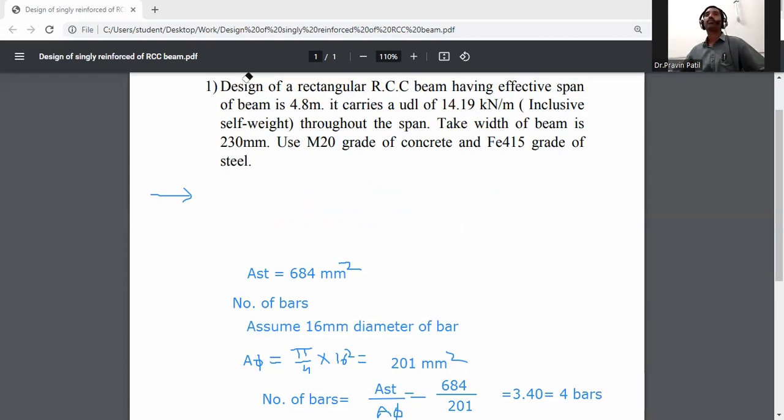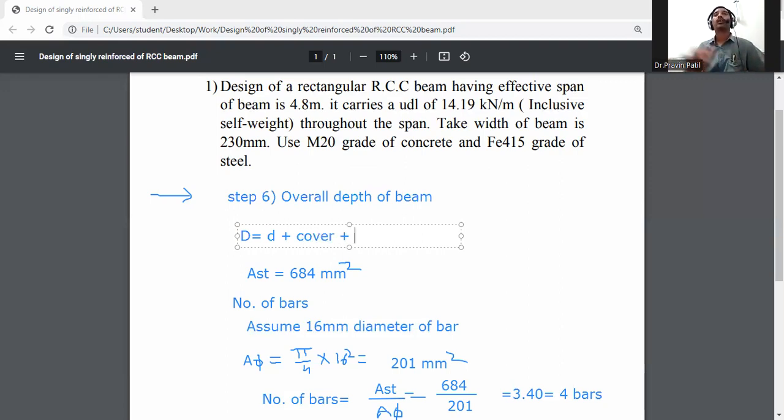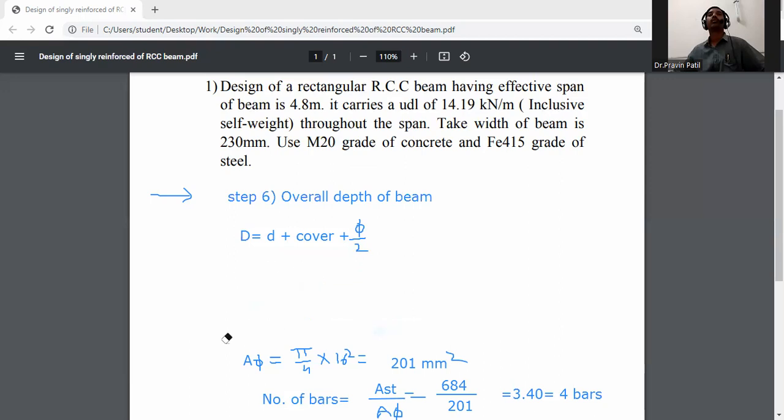Step number 6: overall depth of beam. Capital D is equal to small d plus cover plus phi by 2, diameter of bar divided by 2. Small d we have calculated; it is 310.75. Plus, first of all, assume the cover. Assume 25 mm cover.